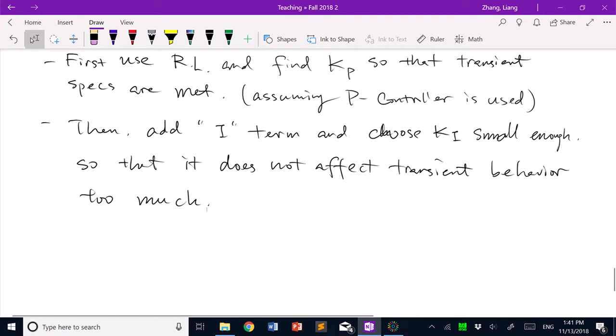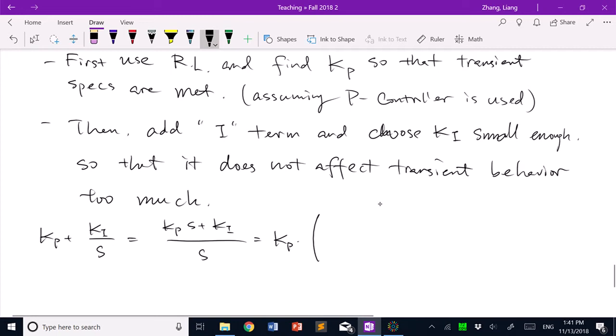So mathematically, this is what we usually do. Right, Kp plus Ki over S. And of course we can write it as Kp S plus Ki over S. Or we can even do this: we can do Kp times 1 plus Ki over Kp times 1 over S. Right? We can write its transfer function.